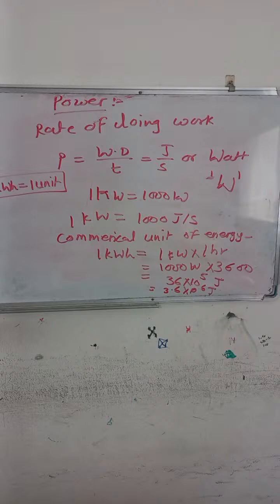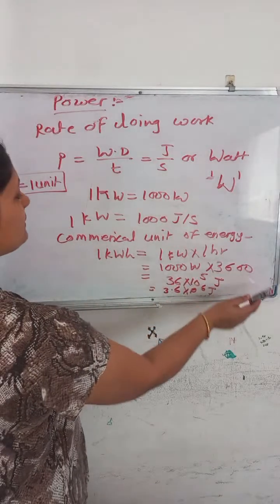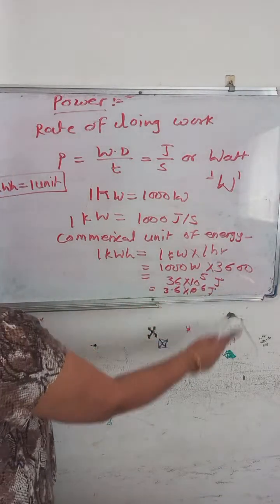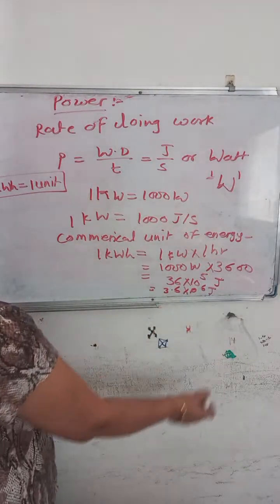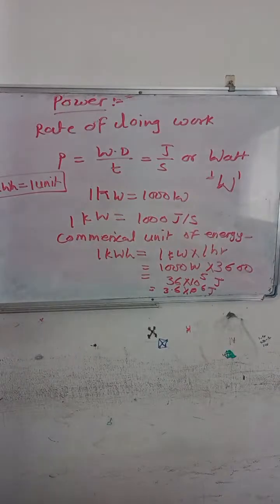So this is the power and the basics of power. The important thing is that power is equal to work done by time. You should know its SI unit, that is watt, which is joule per second. 1 kilowatt is equal to 1000 watt or 1000 joule per second. In 1 kilowatt hour, 1 kilo is 1000, and 1 hour is 3600, so 36 into 10 raised to 5 joule, or 3.6 into 10 raised to 6 joule. This is power.